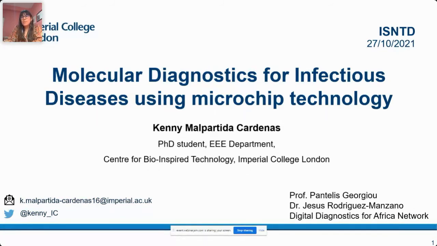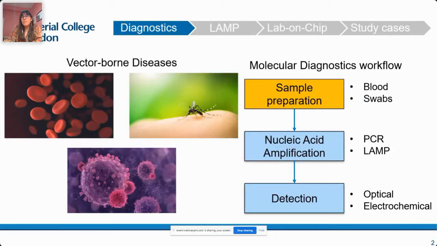Thank you very much, and good morning, everyone. I'm very glad to be presenting today about our work on molecular diagnostics for infectious diseases using microchip technology as part of the Digital Diagnostics for Africa Network and Imperial College London. Vector-borne diseases are one of the leading causes of morbidity and mortality, and one of the best examples are malaria or dengue. In addition to vector control strategies, as discussed by previous speakers, these diseases have highlighted the crucial role of diagnostics for control, identification, and to reduce their spread.